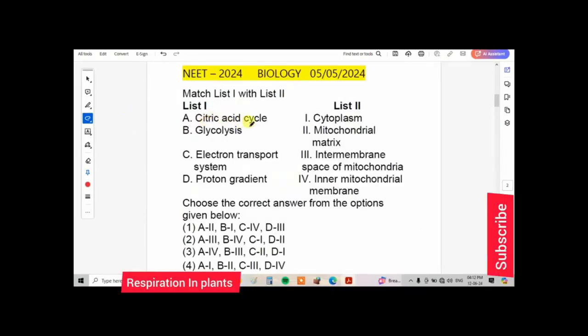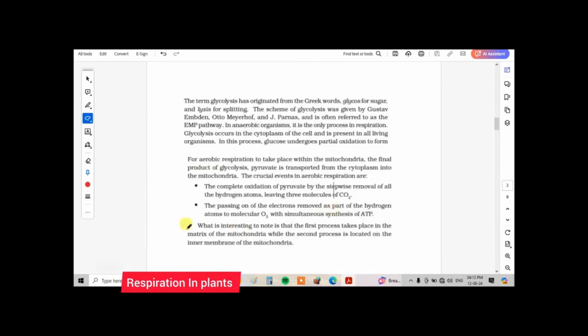Citric acid cycle is in the mitochondrial matrix, and glycolysis is in the cytoplasm. Electron transport system is in the inner mitochondrial membrane, and proton gradient is in the intermembrane space of mitochondria, and it is option 1, 2, 1, 4, 3. You can see the NCERT lines here, and the question is from the chapter known as Respiration in Plants.